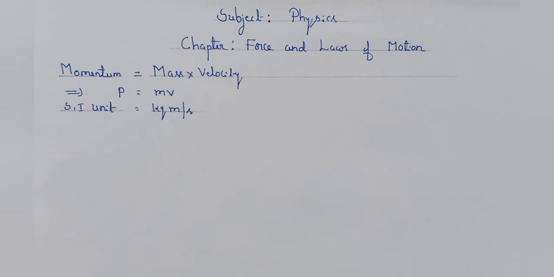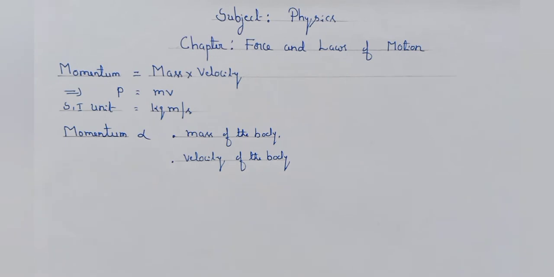P is equal to mv. So, the momentum is equal to the product of the mass and velocity of the body. So, the momentum is directly proportional to mass of the body and also the velocity of the body. It means if the mass and velocity of the body increases, the momentum increases. If the mass and velocity decreases, the momentum also decreases. Therefore, the momentum mass graph and momentum velocity graph is a straight line.